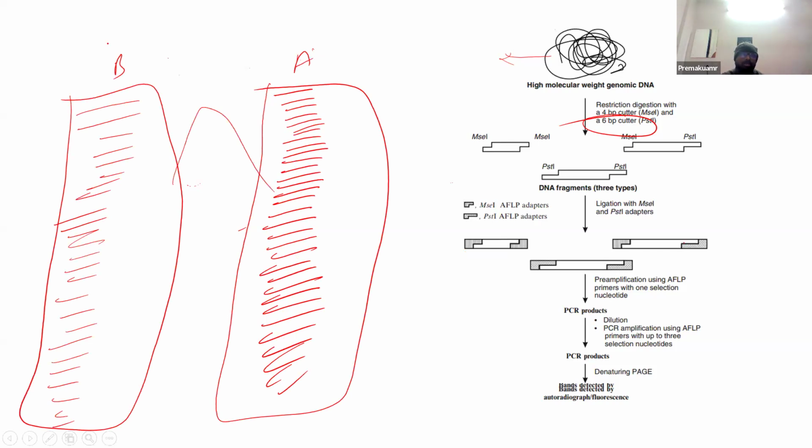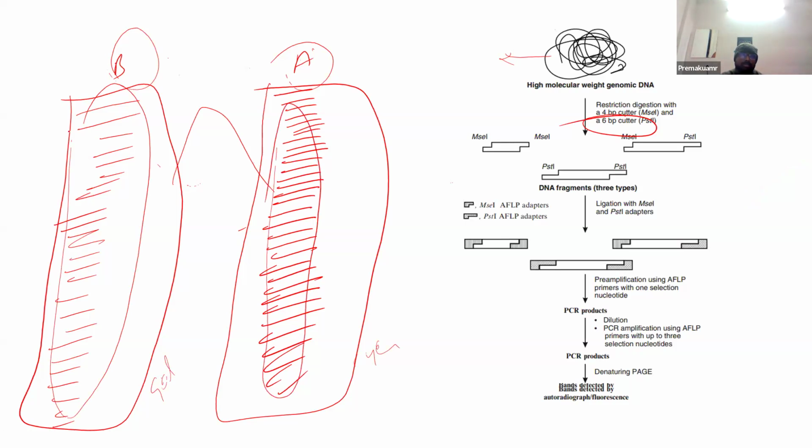Why are you using a marker? You have to differentiate these two individuals. But from the bands, take this as a gel. This is a gel and this is a gel. These are the bands. See, you will not get any information from this type of gel.